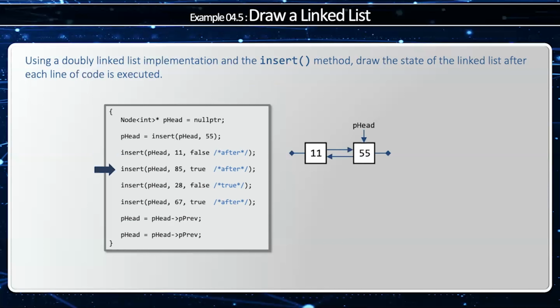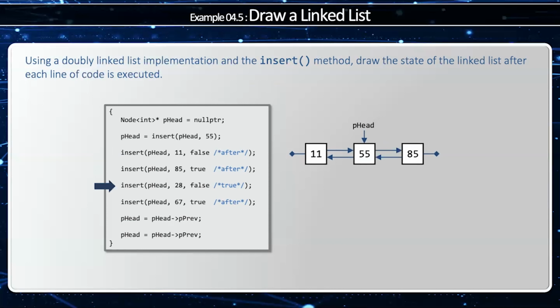Let's do the same thing with inserting 85. Notice how after is set to true. So I'm going to allocate a new node with next and previous set to null pointer. Then I'm going to hook up 85's new pointers. And now it's going to point to 55. And then finally, 55 is going to point up to 85. And now we're ready to go.